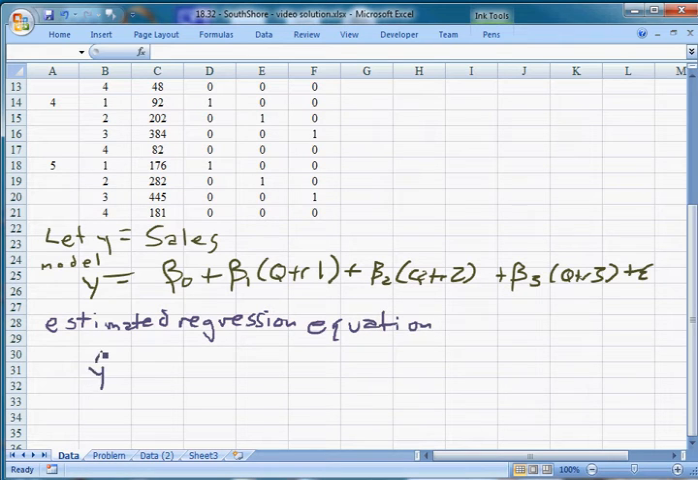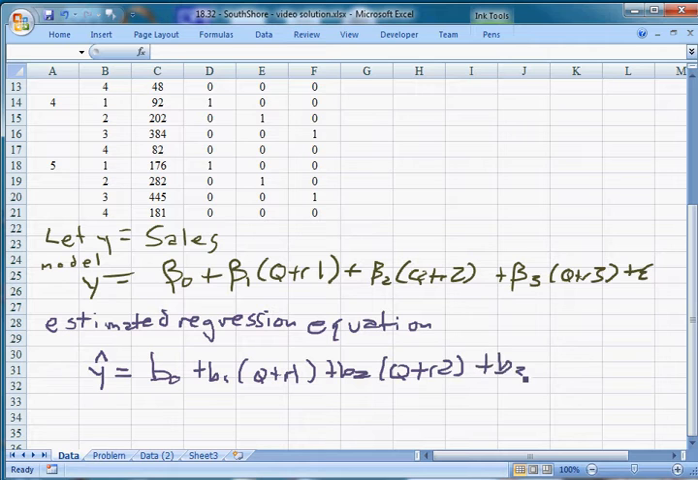And in this case, we have y hat, which is our estimated sales or predicted sales, equal to b0 plus b1 times qtr1 plus b2 times qtr2 plus b3 times qtr3, and we don't have an error anymore. We've eliminated that, or attempted to. B0, B1, B2, and B3 are our estimates of beta 0, beta 1, beta 2, and beta 3. We're asking Excel to choose the B0, B1, B2, B3 that minimize the sum of squared errors, which is to say, give us the best fit, the ones that fit the data best. That's what we're really doing.